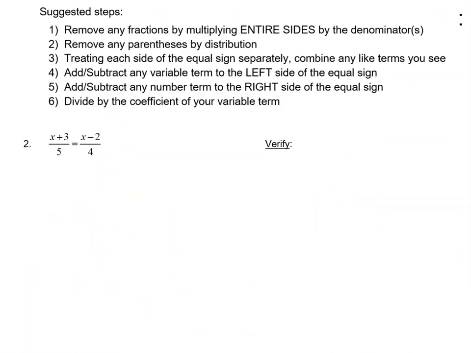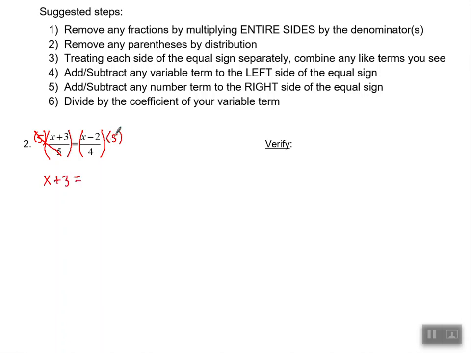Great. Let's look at example 2. Again, I see two different denominators, so I'm going to do step 1 twice. Let's put parentheses around the entire left side and put parentheses around the entire right side. And I'm going to get rid of the 5 first, so let's multiply both sides by 5. I'm going to multiply this side by 5 and this side by 5 so that that 5 can go away. X plus 3 is all that's going to be left on the left side. I've got my equal sign.